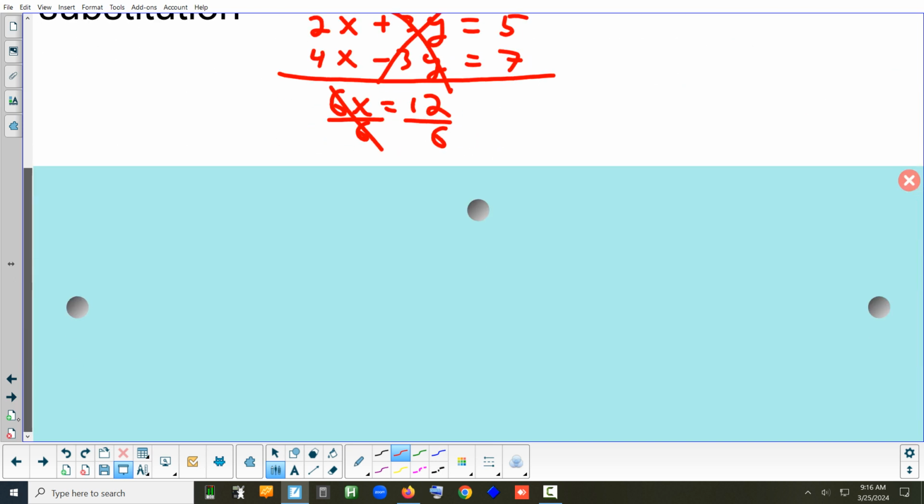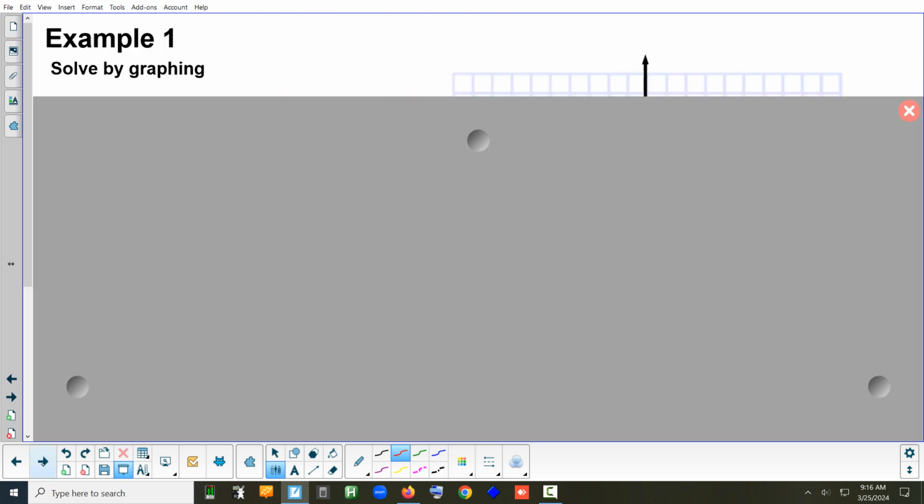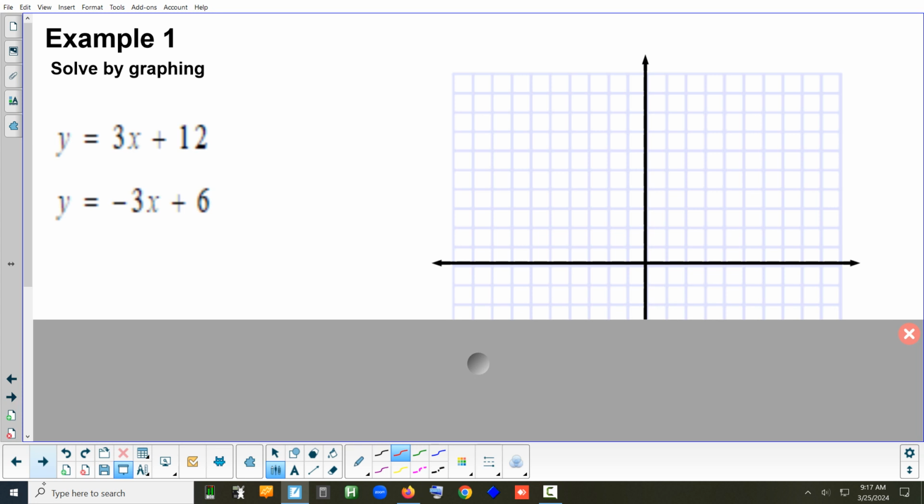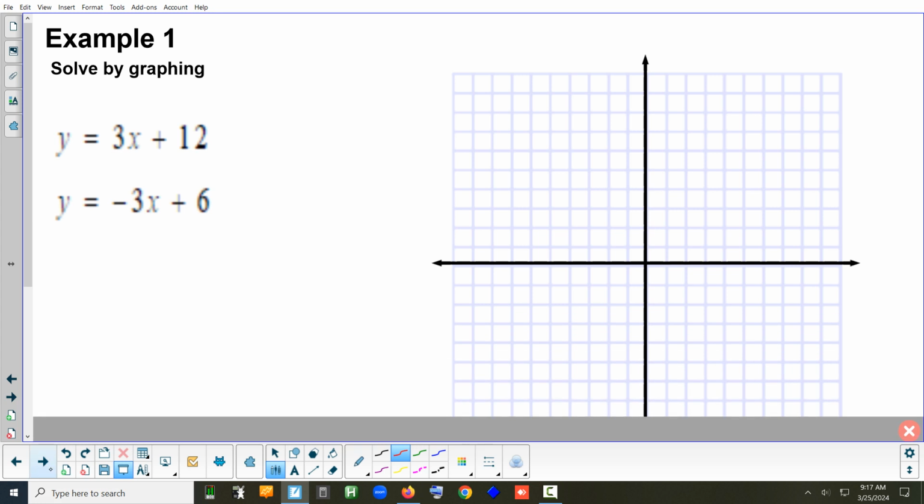All right, so now let's try an example. Okay, and this time you get a much bigger graph than you had before. Okay, so they want us to solve this by graphing. Okay, so solve by graphing.